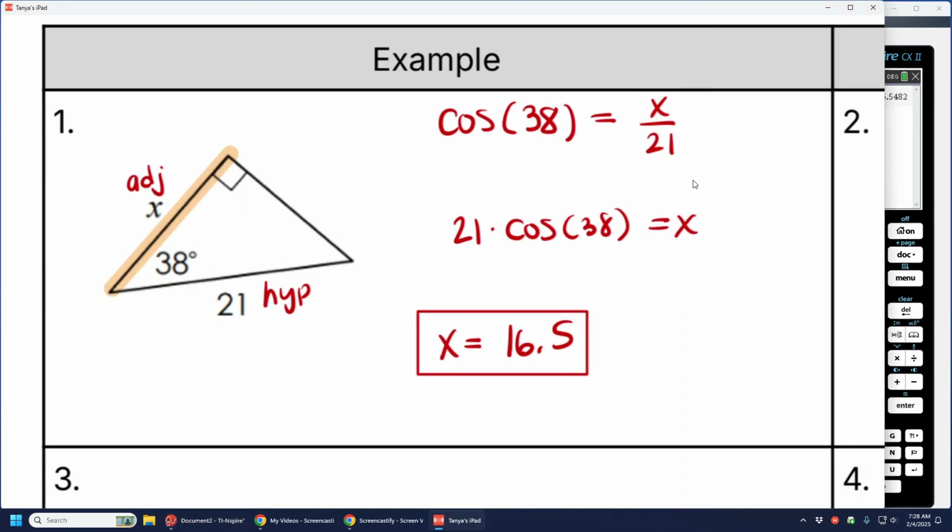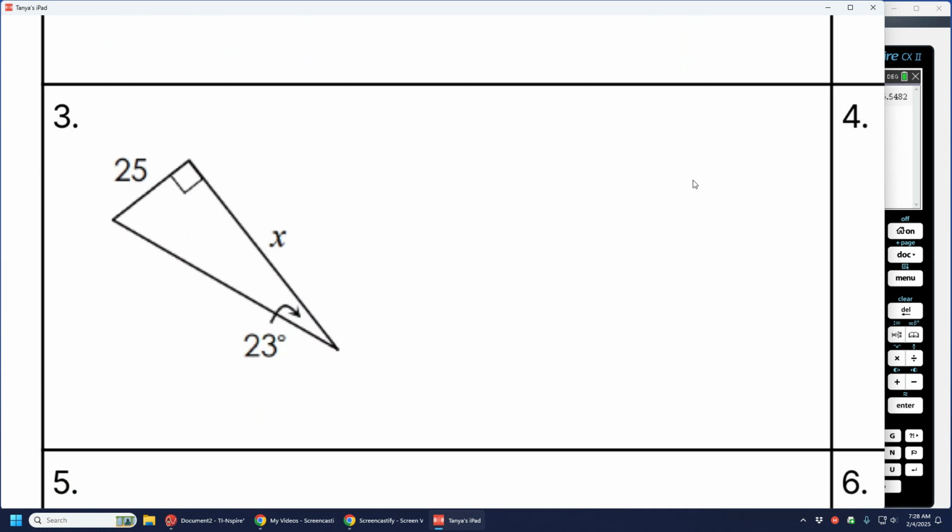Okay, now let's do number 3. Again, this one is a missing side. See where the x is at here? So let's label these sides. Here's the right angle, so when you go across, this side right here has to be the hypotenuse, but that is blank. Then 23 is referring to this angle here. When I go across, that 25 is opposite, which means that the x is adjacent.